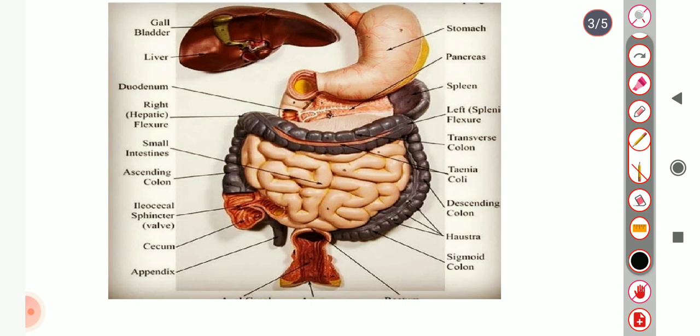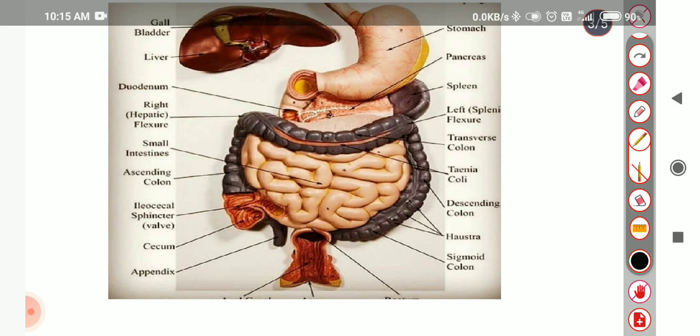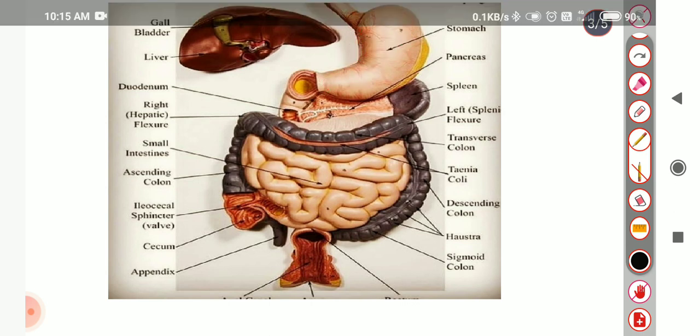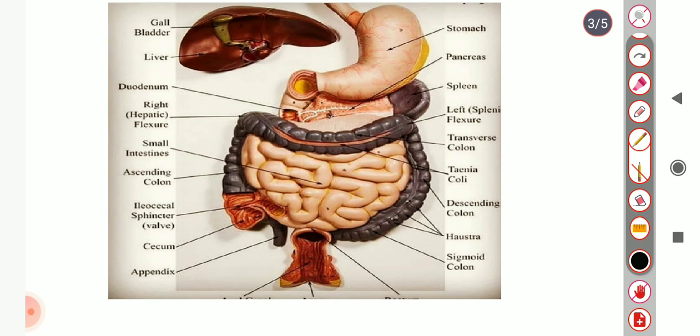You can see this is the structure of the stomach. The function of the stomach is to store food. It churns and breaks down food and mixes the pieces of food into the gastric juice.